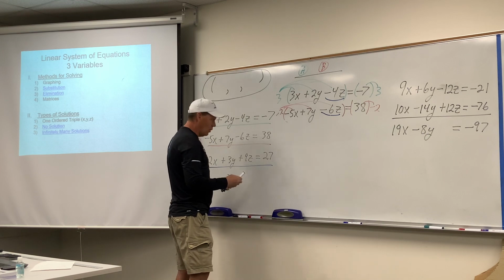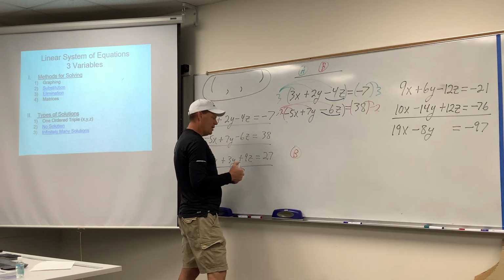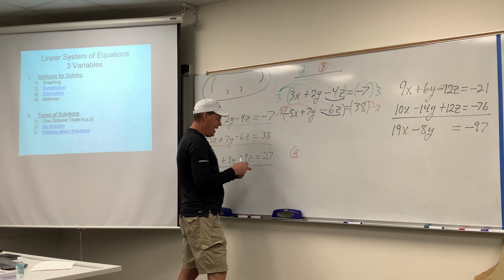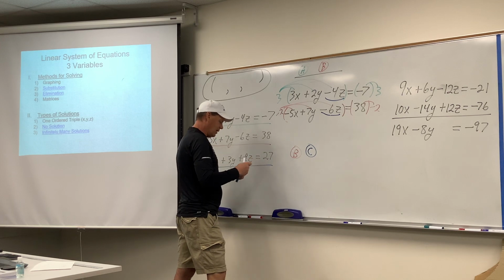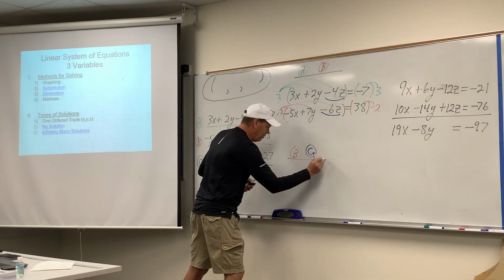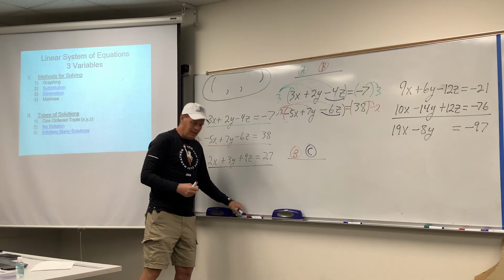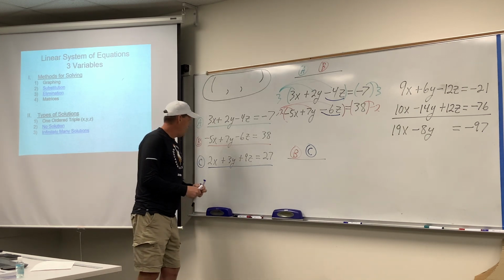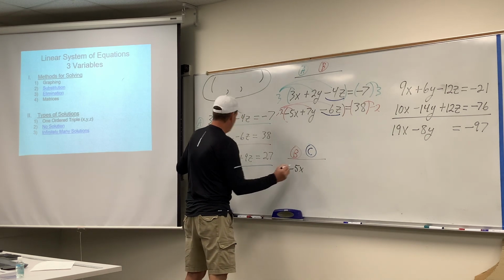All right, now what? I would then suggest we take the bottom two, which again I have labeled as b and c, and we're going to do the same thing. We'll get rid of that same variable, which again I've chosen to get rid of z. Get rid of, eliminate.